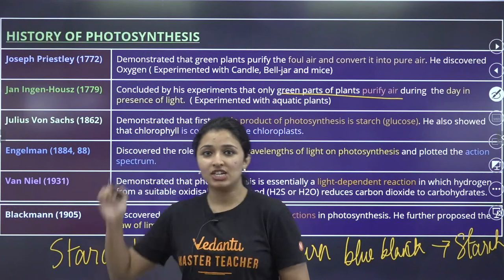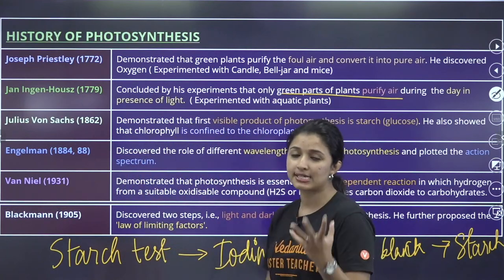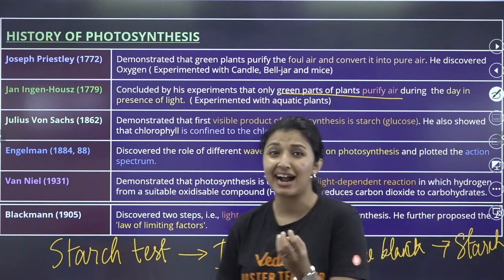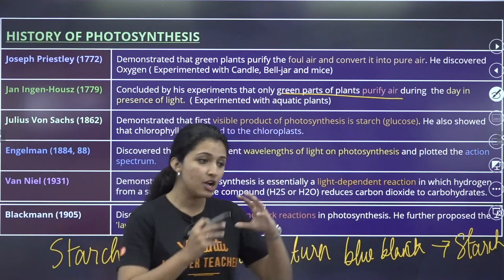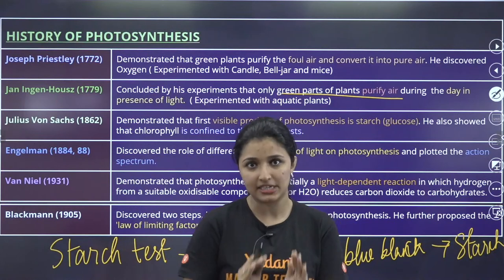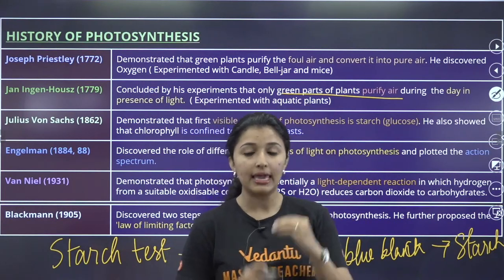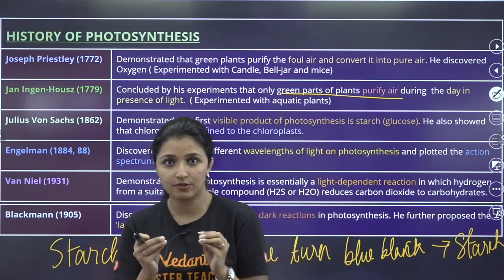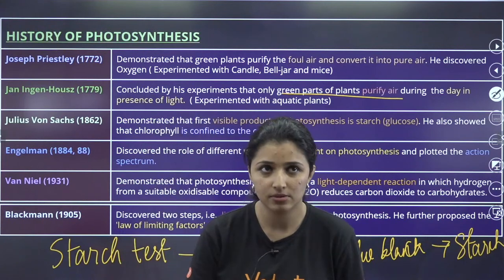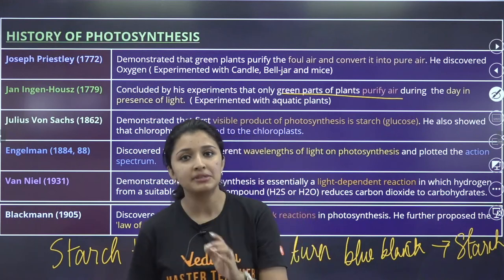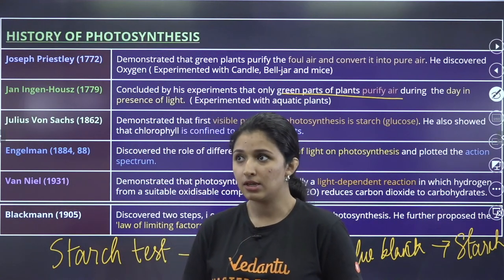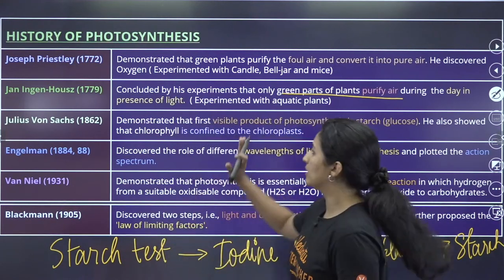Anyways. So then, Jan Ingenhousz started growing aquatic plants like hydrilla or vallisneria. And he saw that when he kept the aquatic plant in sunlight, there were small bubbles forming out of the green parts. So then he realized there is something in the green parts, and these small bubbles are oxygen bubbles. So that also he realized.